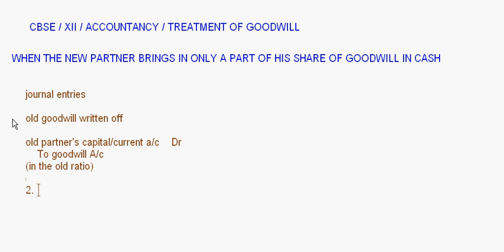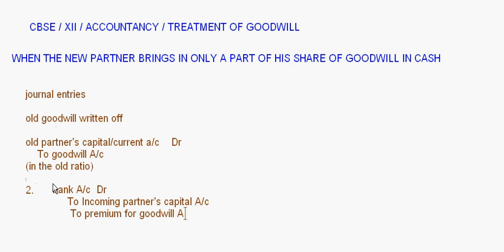Now the second entry is for the capital that he is bringing in and for the goodwill that he is bringing in, right? So we will write bank account debit, with the total amount of money that he is bringing in. This will be to incoming partner's capital account. So whatever capital he is bringing in will be credited, and to premium for goodwill account, right?